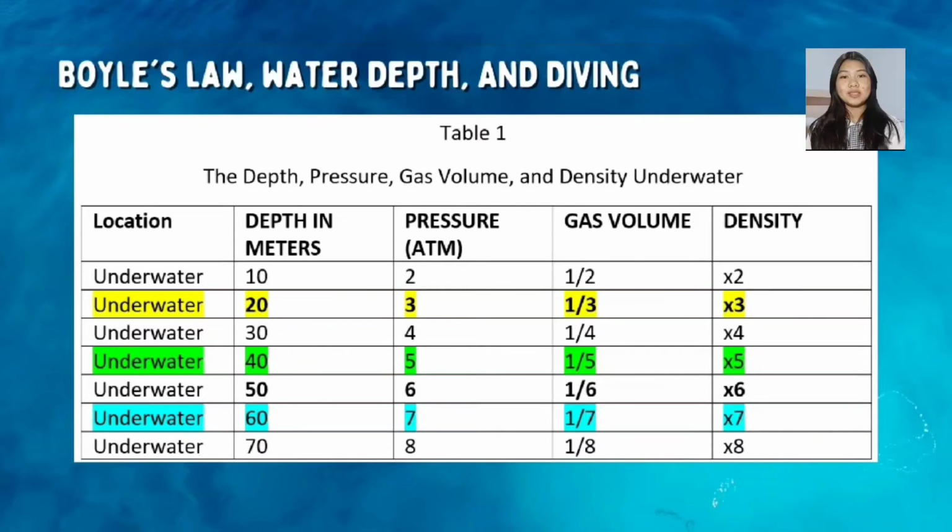For our second quartile, it means that 50% of the data are lower than or equal to the values relative to 40 meters depth. It means that pressure is below or equal to 5 atmospheres, and the gas volume is 1/5 or below, and the density is times 5 or below. For our third quartile, it means that 75% of the data are lower than or equal to the values relative to 70 meters depth. It means that pressure is below or equal to 7 atmospheres, and the gas volume is 1/7 or below, and the density is times 7 or below.